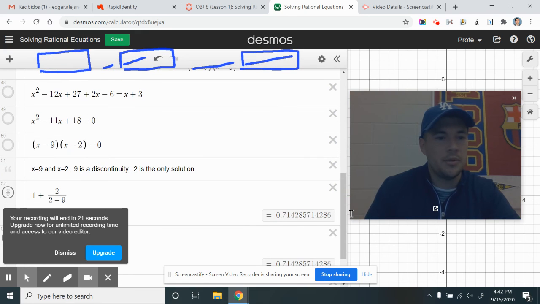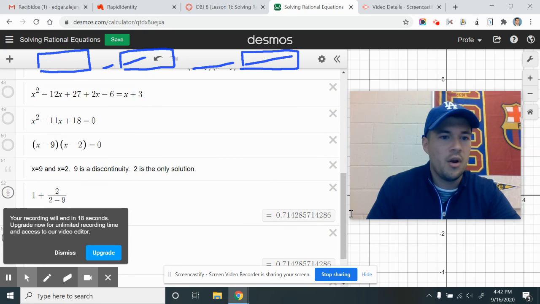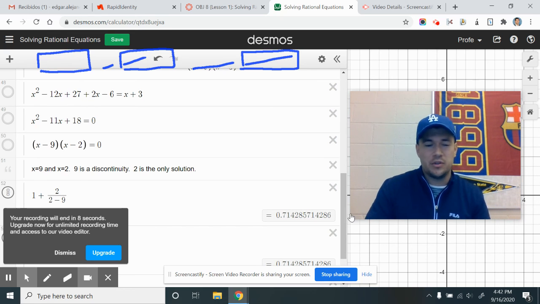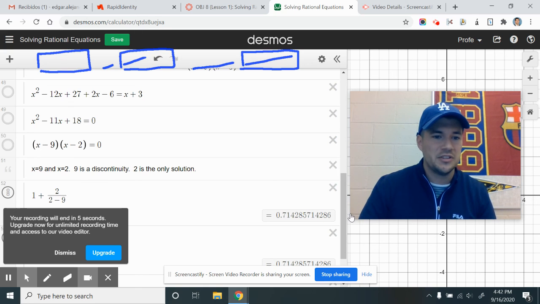I am going to clean this up to be a quadratic equation set equal to 0. Follow that up with factoring. Solve for the zeros, which are 9 and 2. Notice that 9 is a discontinuity, meaning that 2 is the only solution. I would still verify that 2 is a solution, and I did that in these couple of cells. The only solution is x equals 2. Voila.